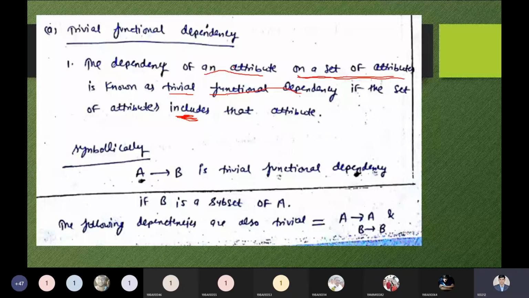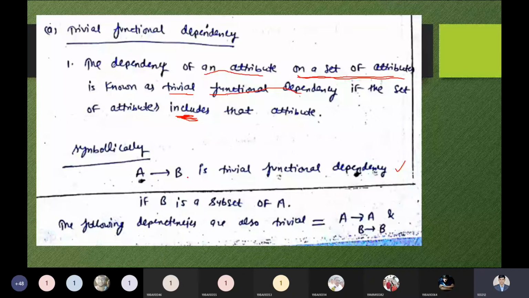Suppose we have a set of attributes like student ID, name, age. From this set, if student name belongs to the set of attributes, or depends on it, we can say it is a trivial functional dependency. Symbolically, we can represent it as A determines B, where B is a subset of A, so it is a trivial functional dependency, and A is the set of attributes.